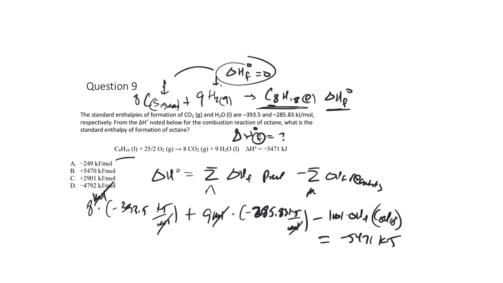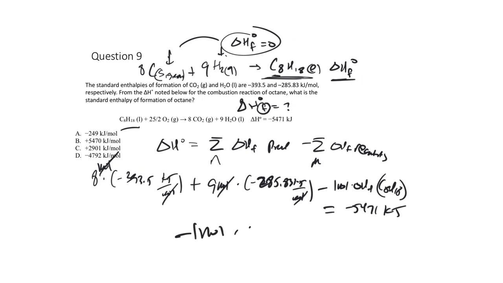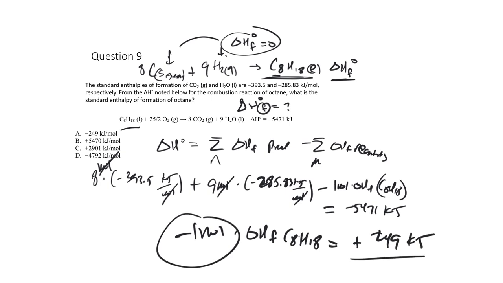So I have negative 1 mole of the compound times the delta HF of C8H18 equal to plus 249 kJ. So I just divide by negative 1 mole.